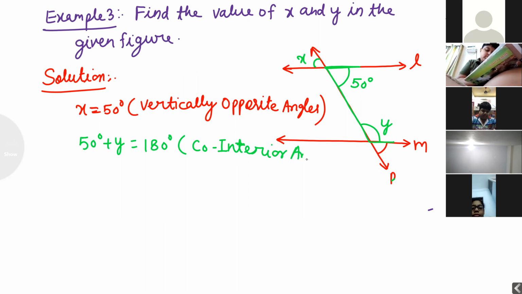Co-interior angles. Now I want to find out y. I want to transpose 50 to the right side. 180 minus 50 is equal to 130 degree. The value of y is 130 degree. Note down, everyone.